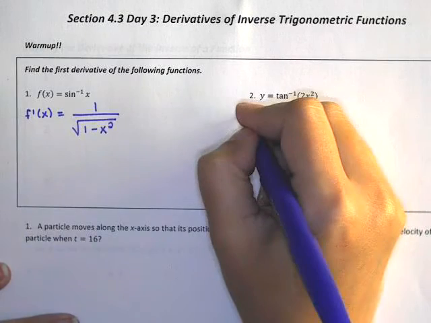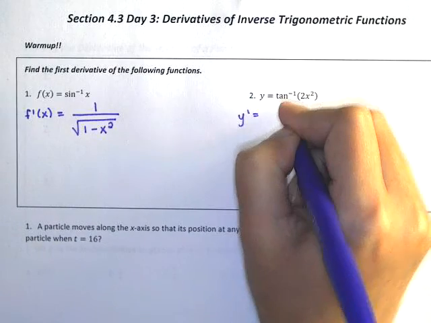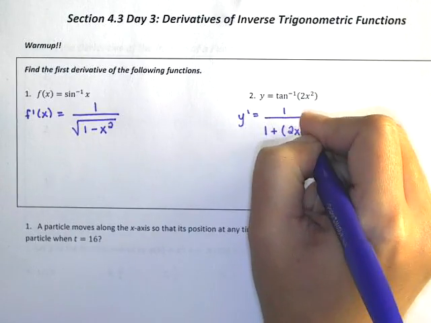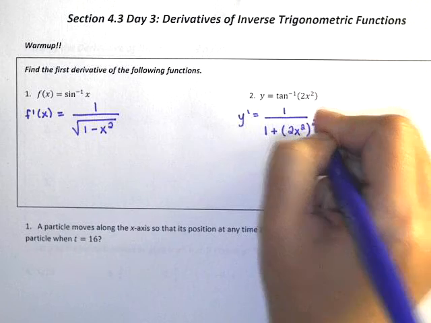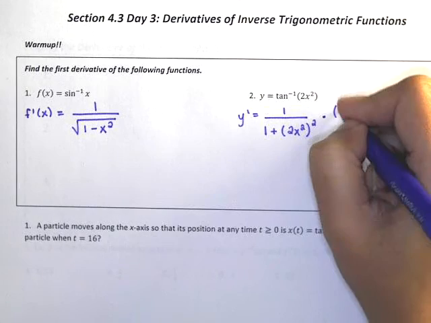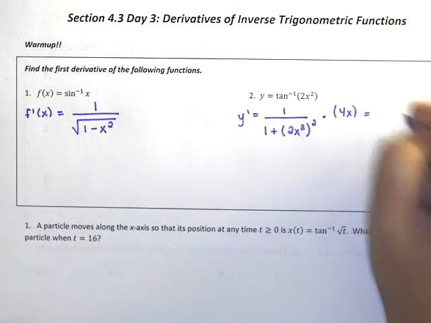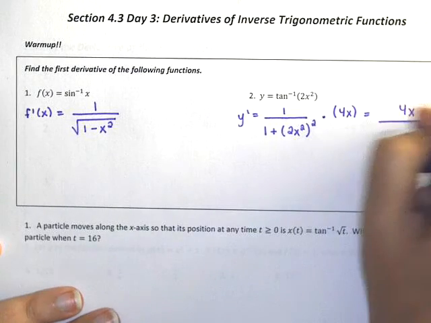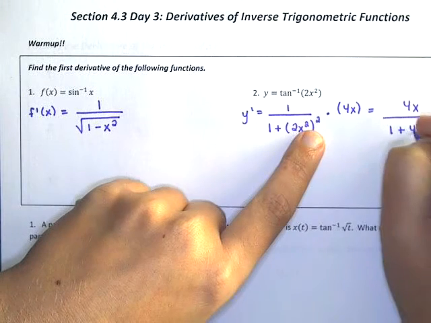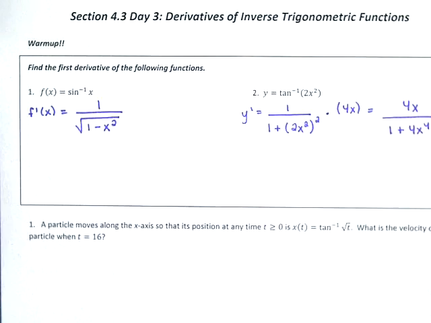Here in this problem, the derivative of inverse tangent would be 1 over 1 plus the square root of 2x squared, squared, times the derivative of the inside stuff, which in this problem would be 4x. If I simplify this, I get 4x over 1 plus 2x squared squared, which would be 4x to the fourth, and I'm done.